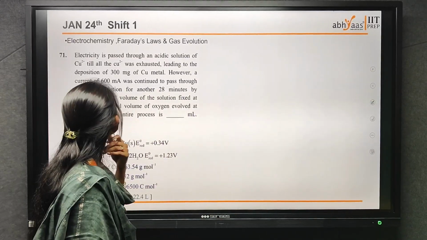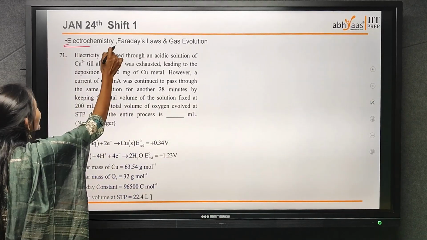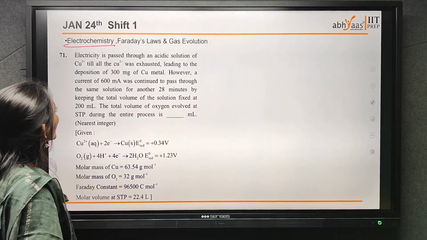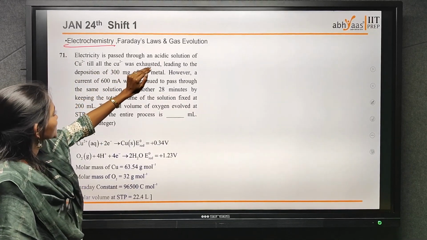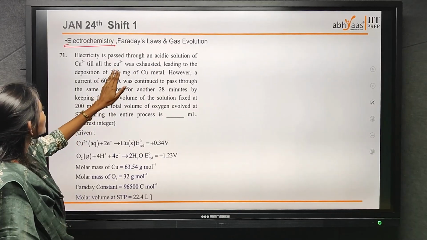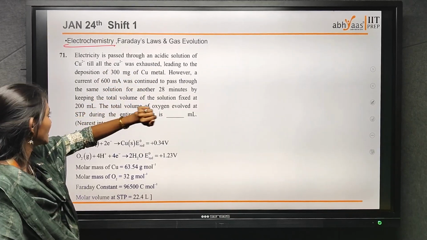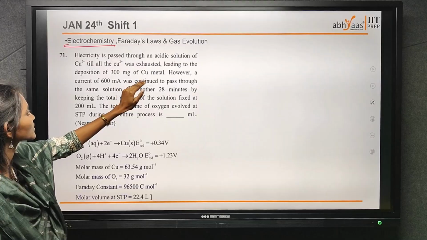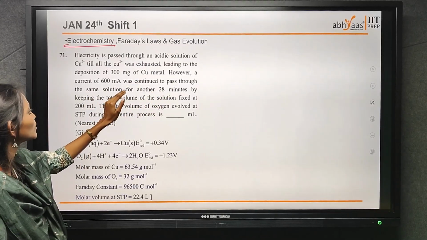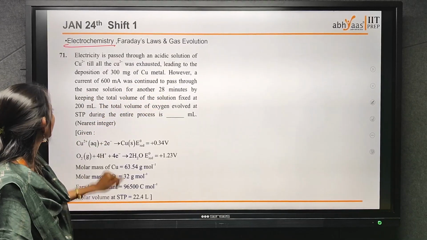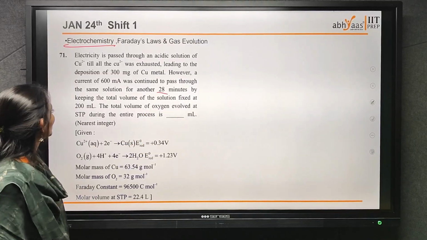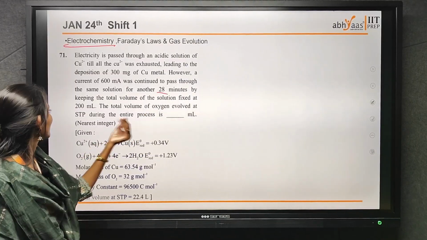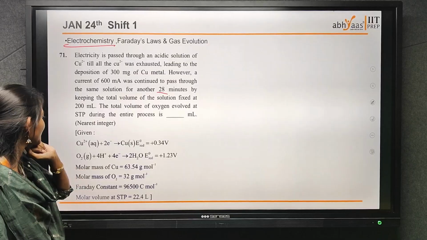Moving on to numerical questions. This question is asked from electrochemistry, right? Electricity is passed through an acidic solution of copper until copper 2 plus was exhausted, leading to the deposition of 300 mg of copper metal. However, a current of 600 mA was continued to pass through the same solution for another 28 minutes, keeping the total volume of the solution fixed at 200 milliliters. They are asking the volume of oxygen evolved at STP during the entire process.